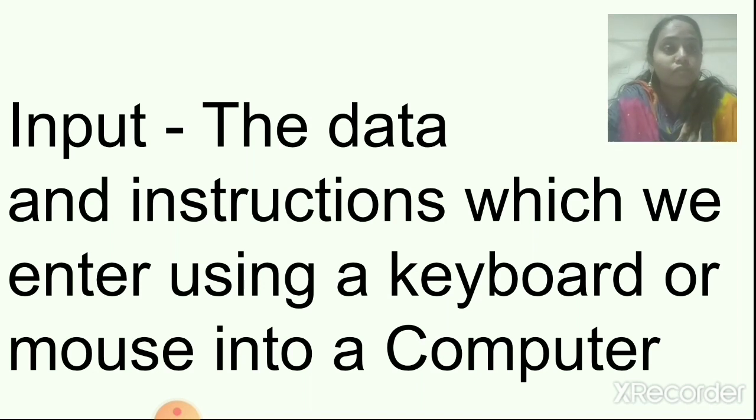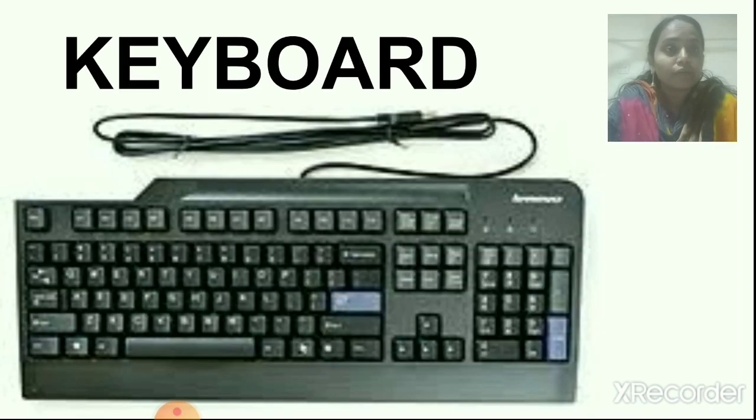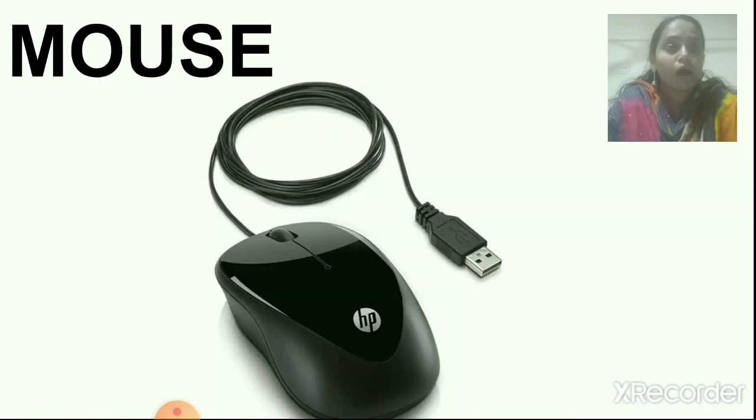Which device do we use to give the input? That is the keyboard. See, with the keyboard we type alphabets, and we type numbers, that is 0 to 9, all numbers are there. Then symbols. We use the keyboard to give data to the computer, and that data is called input. With the mouse also we give input to the computer, we give instructions to the computer using a mouse.